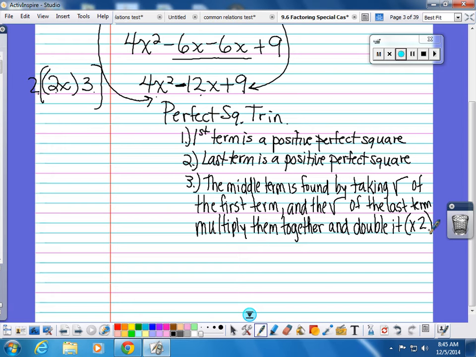Squaring and doubling are different, right? Did y'all hear that? Squaring and doubling are different, right? Okay. Now there's probably a better way to word number 3, but that's the best I can think of right now anyway. This will help you determine, do I have a perfect square trinomial? Because that's the hard part.